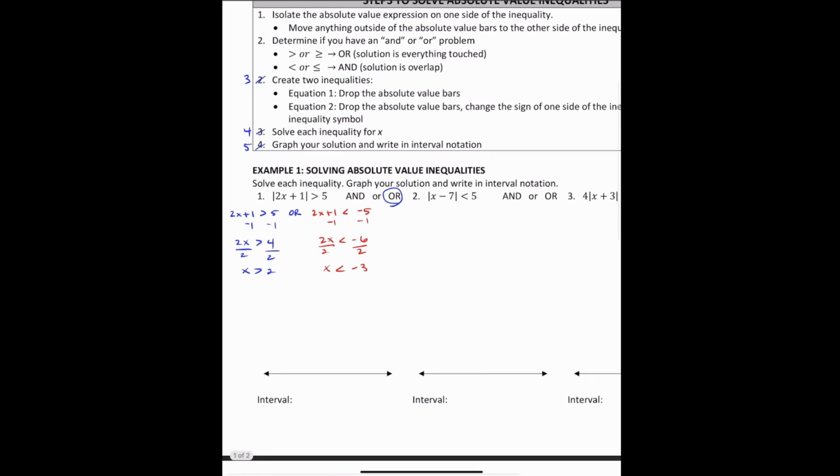All right, so here we go. We're going to graph these two inequalities. Remember, I'm going to graph above the number line, and then the solution will be on the actual number line itself.